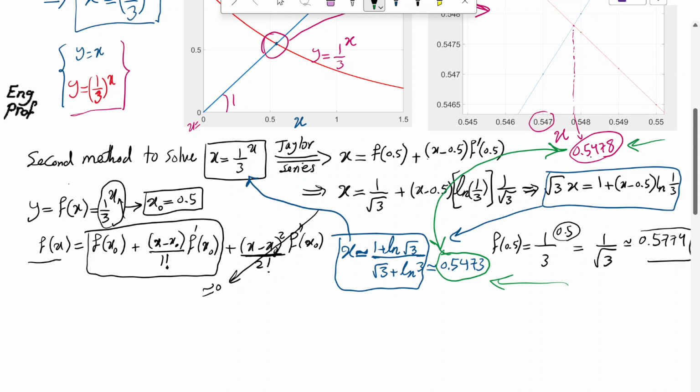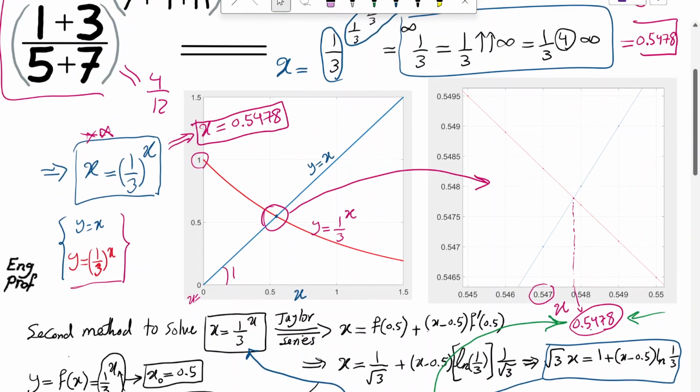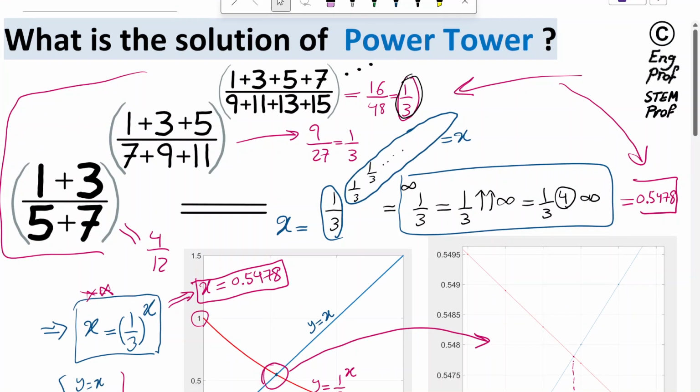Okay, so I hope that this example is helpful in terms of how to deal with an infinite power tower, how to examine whether it converges, and if it does, what the answer is, which in this case is this one.